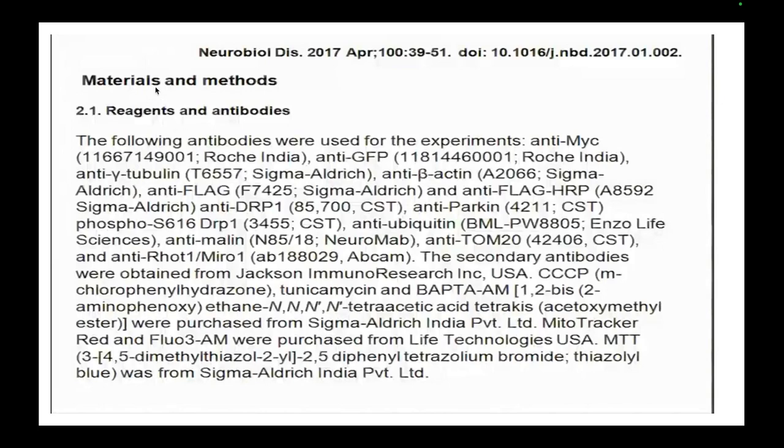So for materials and methods, here are some examples, directly from the paper. For example, the reagents and antibodies. The materials and methods is section two, the second part. One may be the introduction, second is materials and methods. In materials and methods, 2.1 and so on are subheadings. So 2.1 is the reagents and antibodies.